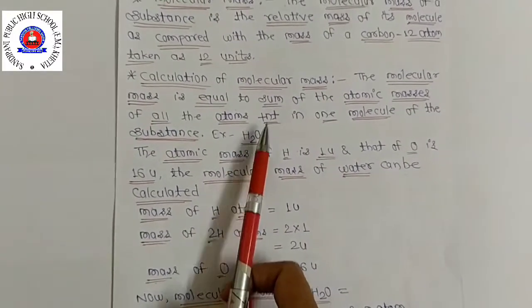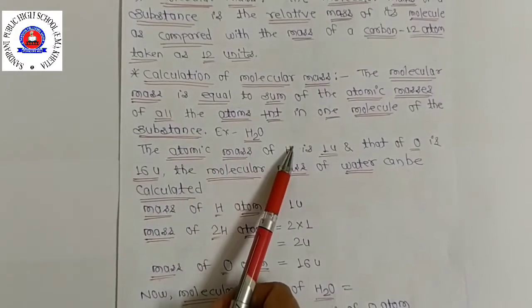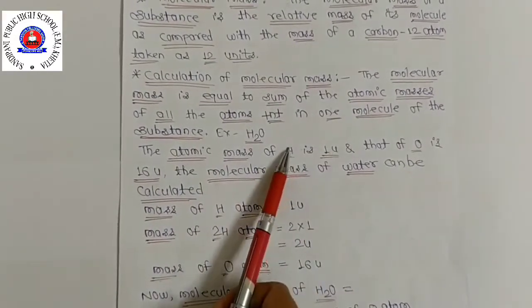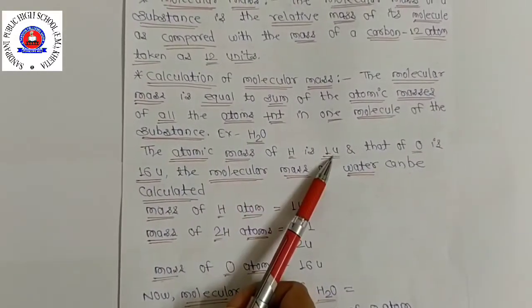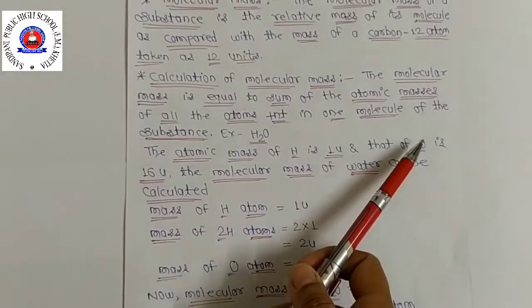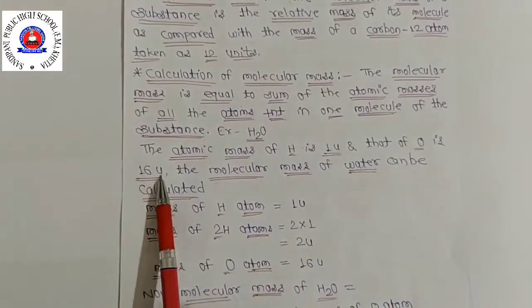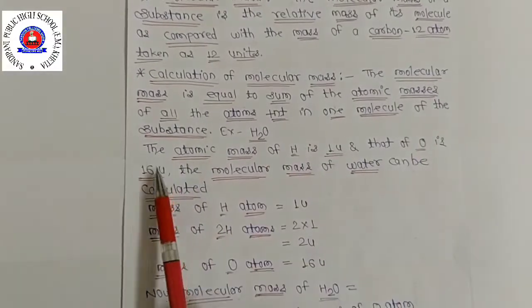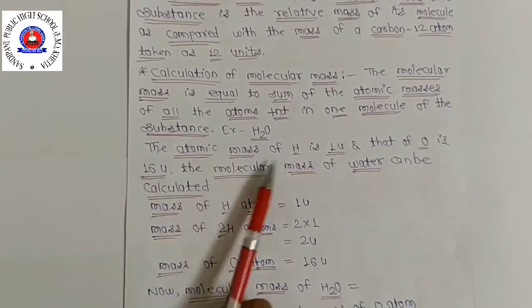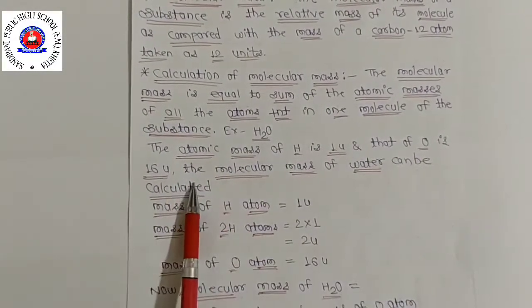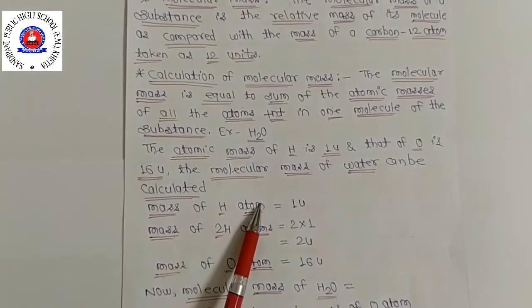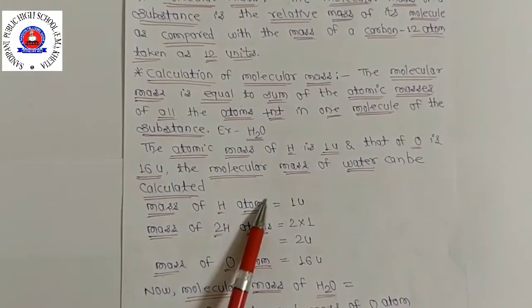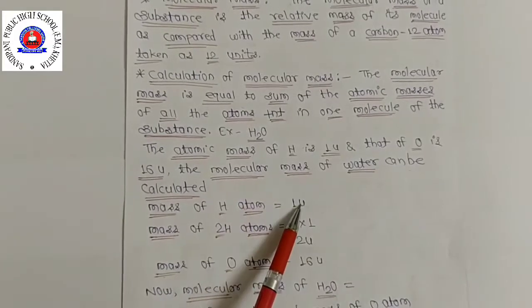Okay, so knowing that the atomic mass of hydrogen is 1 unit, आपको पता है हाइड्रोजन का atomic mass कितना रहता है, 1 unit होता है. Okay, and that of oxygen is 16 unit, और oxygen का atomic mass कितना है, 16 unit है. So the molecular mass of water can be calculated. अब actually we have to write the mass of hydrogen atom. What is the mass of hydrogen atom? 1 unit. So write here 1 unit.